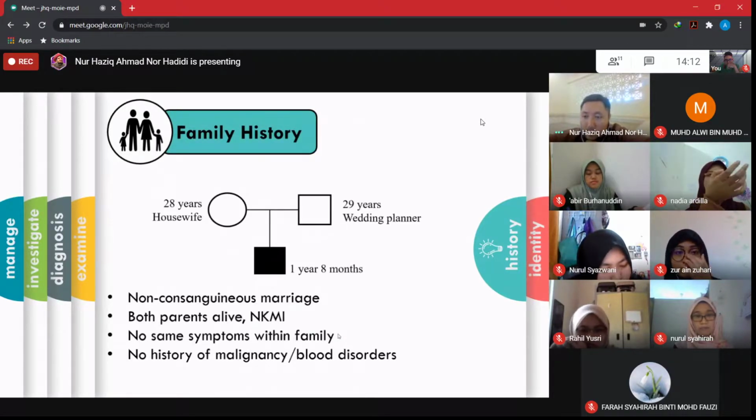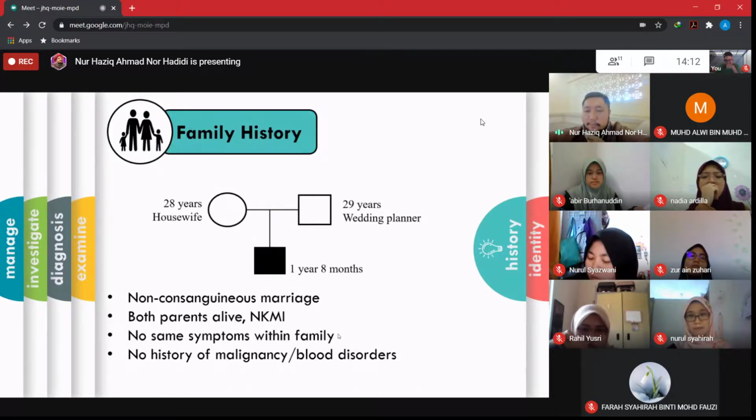For the family history, it was a non-consanguineous marriage. He is the only child. His father has no medical illness, the same for his mother. However, it was said that his grandmother on his father's side has diabetes mellitus. Otherwise, all other family members are healthy. There is no history of malignancy or blood disorder running in the family.